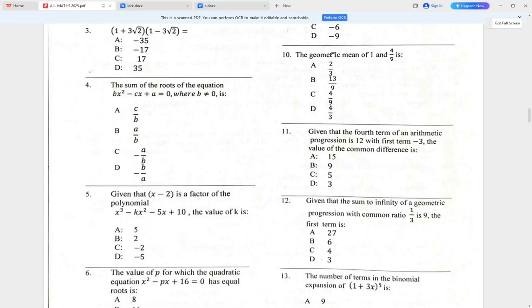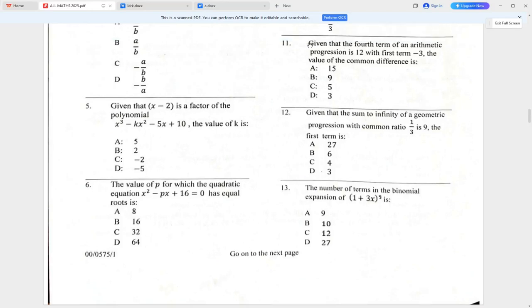Question 10. The geometric mean of 1 and 4 over 9 is equal to? The geometric mean of two numbers is equal to the square root of their product. That is, the geometric mean of 1 and 4 over 9 is equal to the square root of 1 times 4 over 9, which is equal to the square root of 4 over 9. The square root of 4 over 9 is equal to 2 over 3, which is A for question 10.